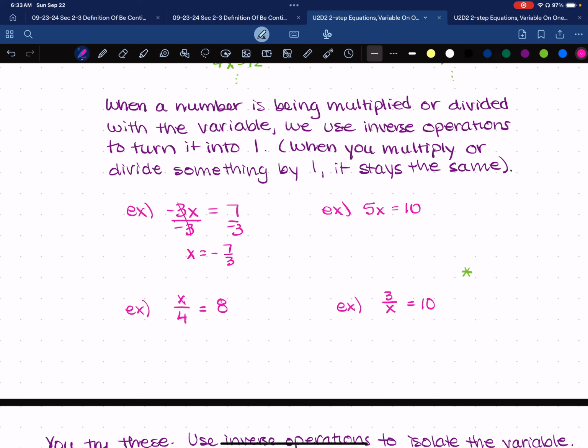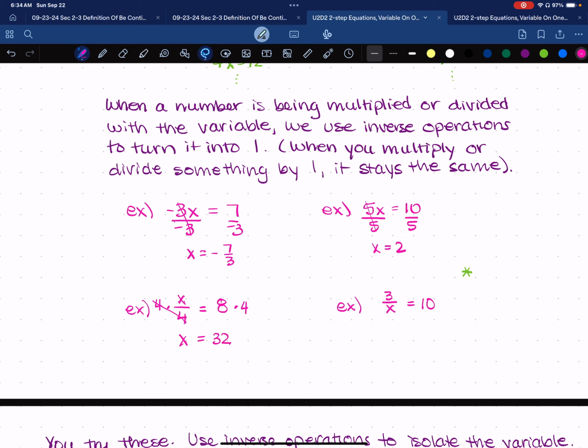Okay, same thing over here. We want the x by itself. It's being multiplied by 5, so we're going to use division, but we want to think about turning the 5 into a +1, so we're going to divide by 5. And then those cancel out, and 10 divided by 5 is 2. And then the next thing over here, this time we have division, and we're dividing by 4. So we're going to multiply both sides by 4 because 4 divided by 4 is 1. So those cancel out, and we have x equals 32.